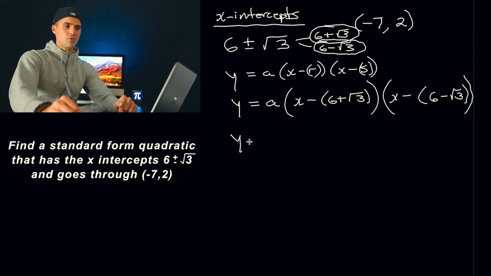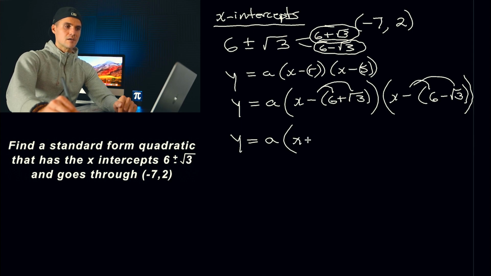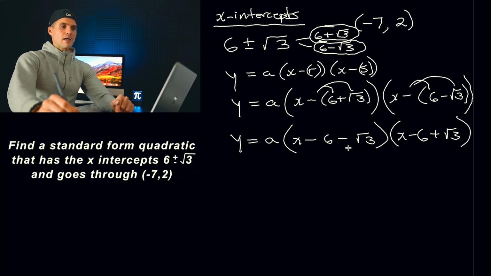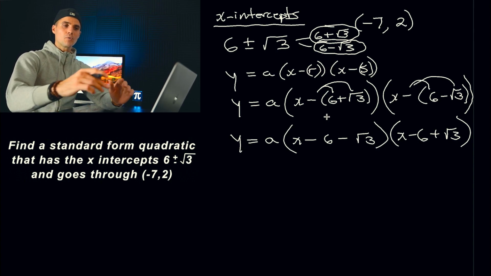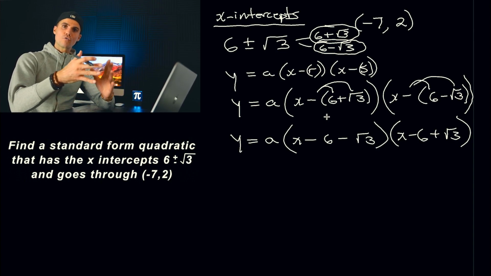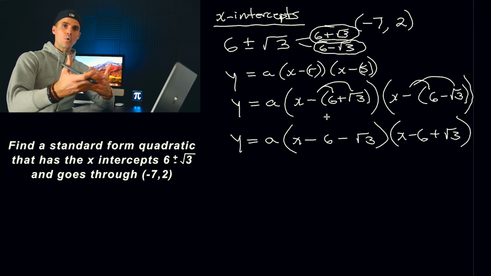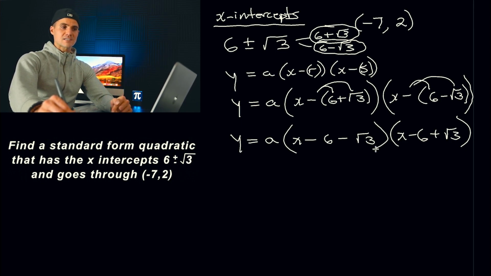Now, what you want to do at this point is distribute the negatives inside both of those brackets. So we'd end up with x minus 6 minus root 3, x minus 6 plus root 3. Basically, our goal is to create a quadratic function where these roots are not around anymore. We want all of our coefficients to be either integers or fractions. We don't want any of these exact values, any of these roots floating around.